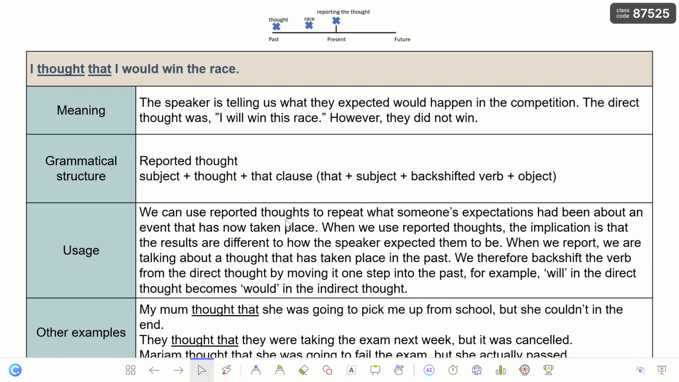We can use reported thoughts to repeat what someone's expectations had been about an event that has now taken place. So when we use reported thoughts, the implication is that the results are different to how the speaker expected them to be. What does that mean?